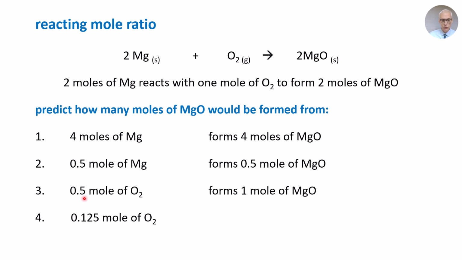This is a whole number ratio. This is the actual starting quantity of oxygen. So 0.5 forms 1 mole. It's 1 to 2. So apply it to 4. We're going to double 0.125, so that becomes 0.25 moles of magnesium oxide. So the ratio 2 to 1 to 2 is fixed, regardless of the starting quantities.